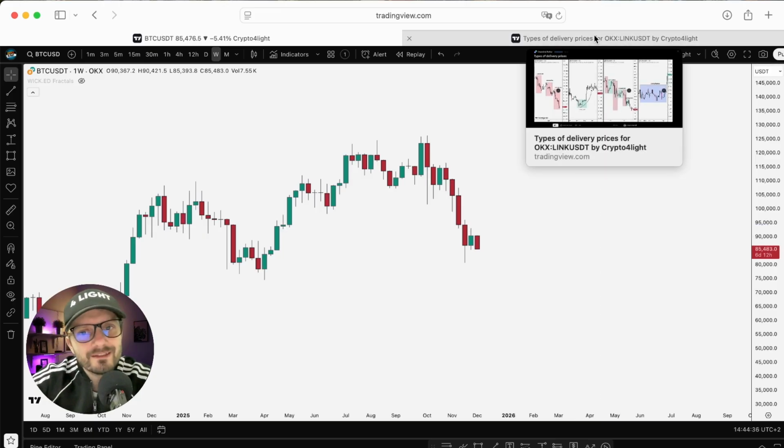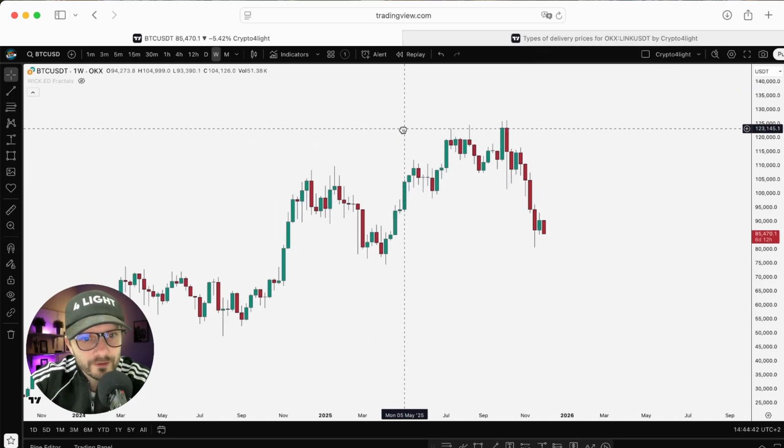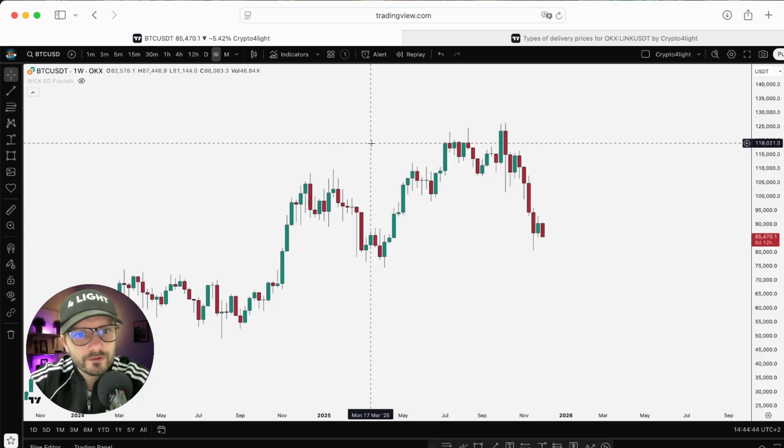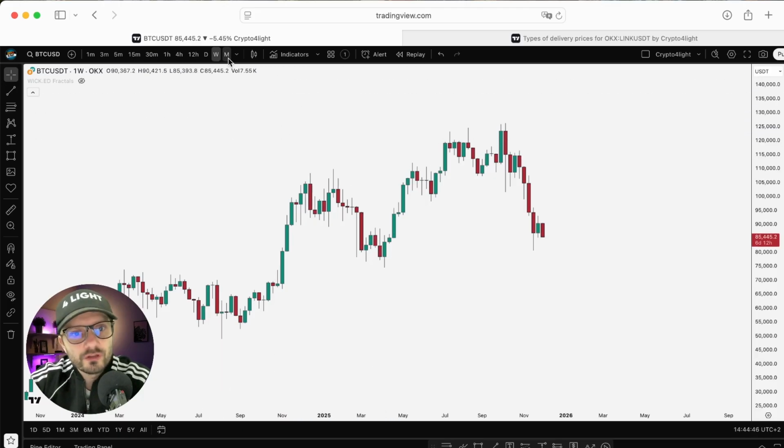I recommend you identify the types of delivery price. Where are we now? So here, on different time frames. When you open the chart of BTC, for example, I usually start with the monthly time frame, after that move to the weekly, daily, and to the lower time frames.